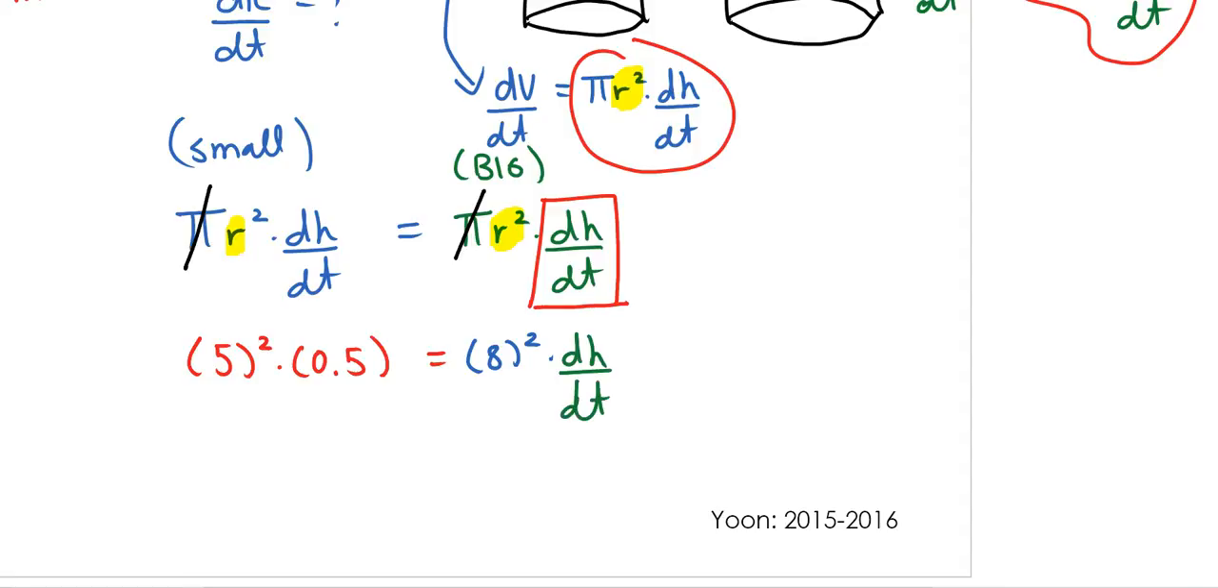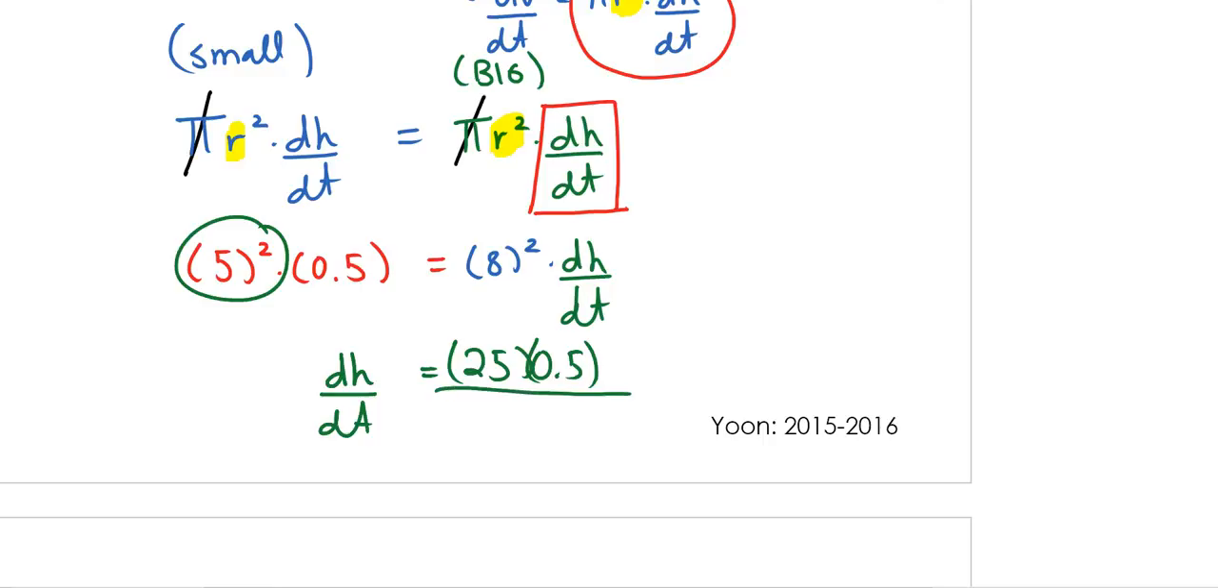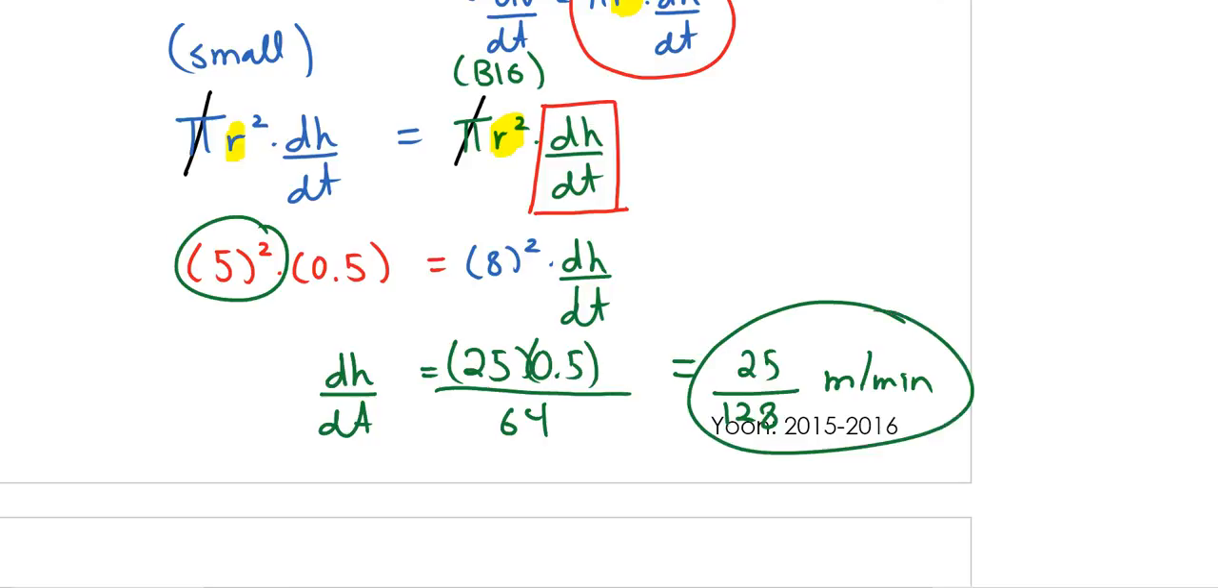And then after that, we just solve for dH by dt. So dH by dt is going to equal 5 squared, which is 25, times 0.5, all divided by 64. So this is going to be 25 divided by 128 meters per minute. Okay, so there's the answer for that problem right there: 25 over 128.